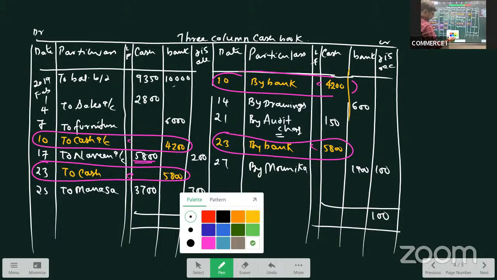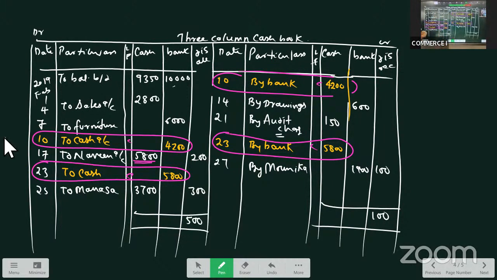Cash will always show debit balance only. So what is the total on the debit side? You see 93, 502, 11, 12, 150, 17, 150, 17, 950, 20, 950, 21, 650, I think. Yeah, it is 21,650 on the debit side. Cash column, debit side total is 21,650.